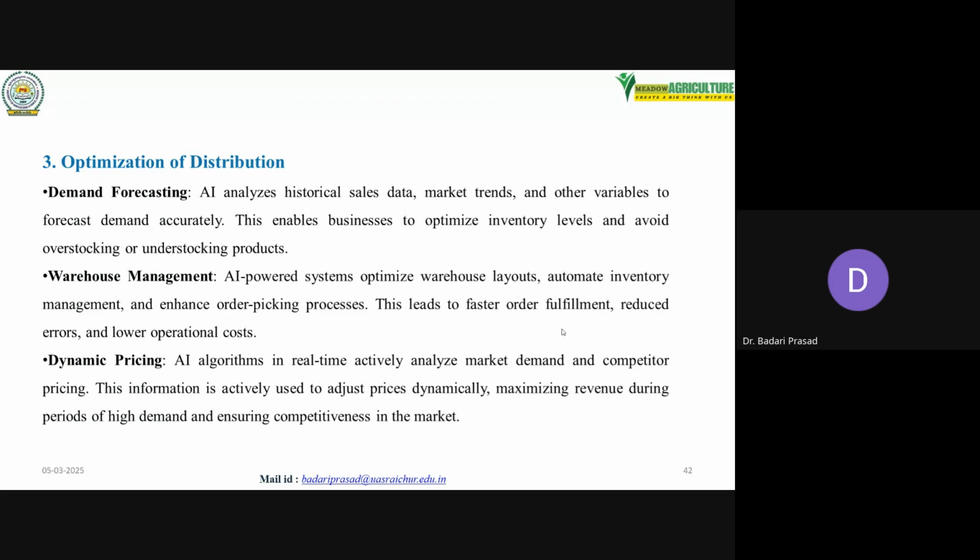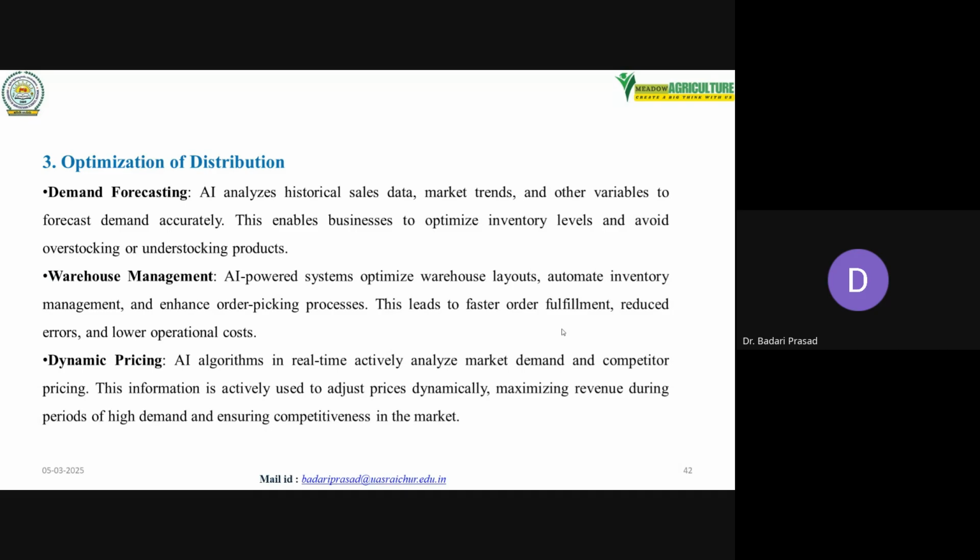Warehouse management. AI-powered systems optimize warehouse layouts, automate inventory management, and enhance order picking processes. This leads to faster order fulfillment, reduced errors, and lower operational costs. This is very much evident in warehouses built with all the state-of-the-art technologies. So we can easily expect our produce is in safe hands.